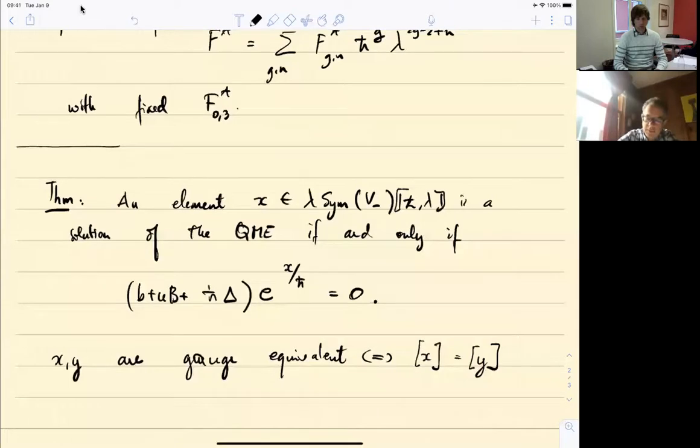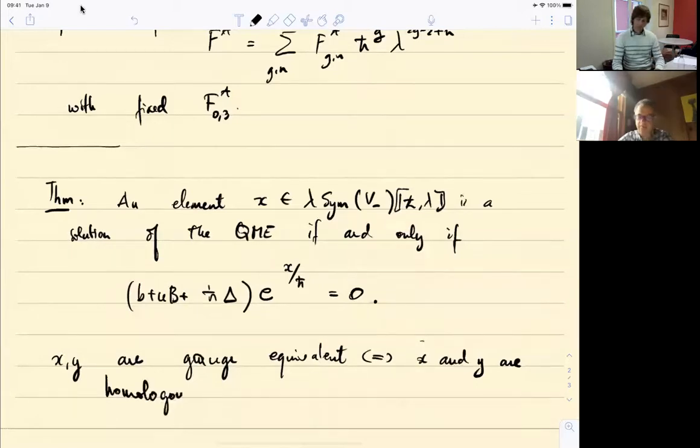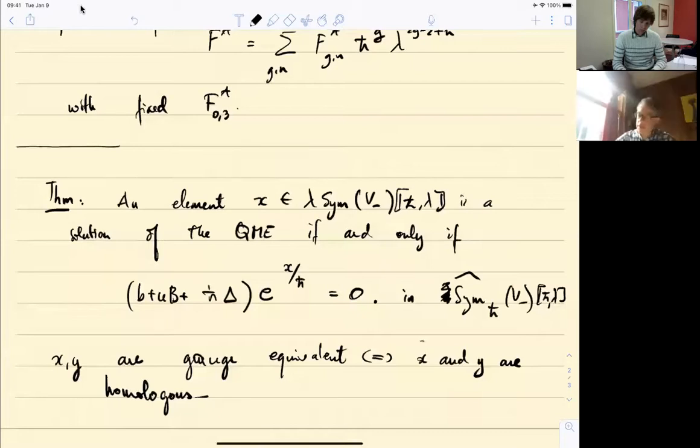Actually, let me write it in words because this notation is maybe not completely obvious. x and y are homologous. And this equation holds in some kind of completion again, in Sym hat of V, h bar, lambda. So ignoring the technical details about where I'm defining this e to the x over h bar, and why on earth I need this extra variable lambda, which I do need in order to make sense of some finiteness conditions.